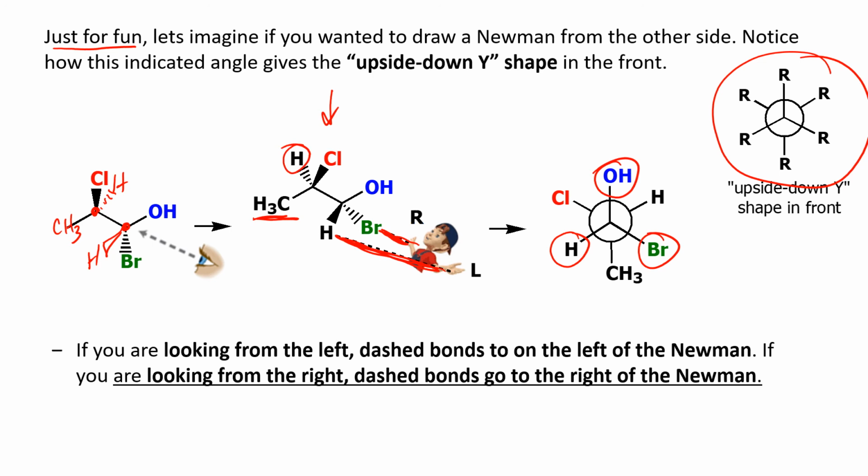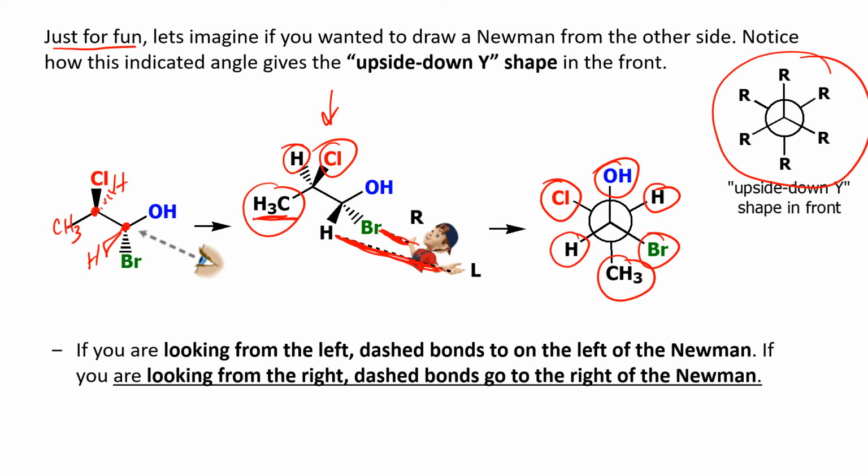So the top back is the hydrogen. The top front, or top left in the back, is your chlorine. And what's on the bottom? Your methyl group.